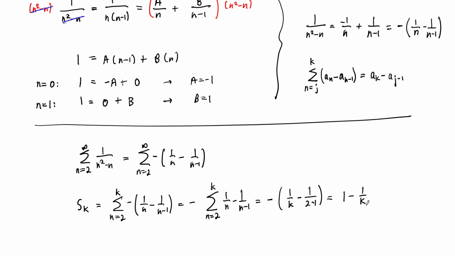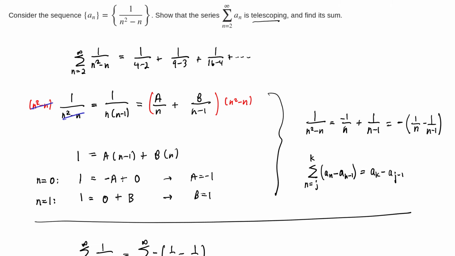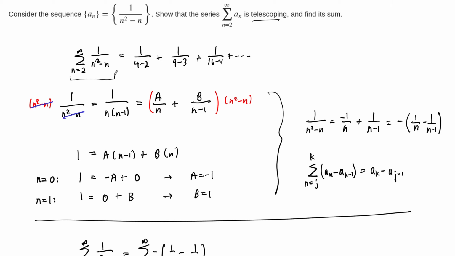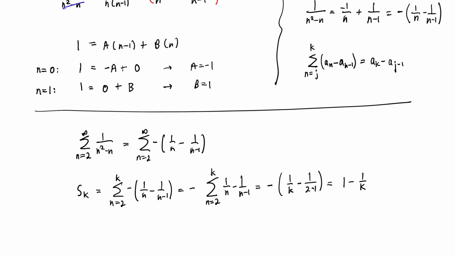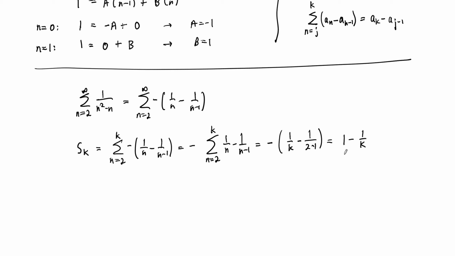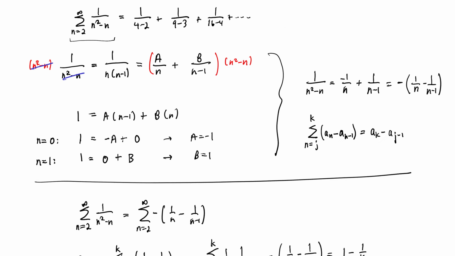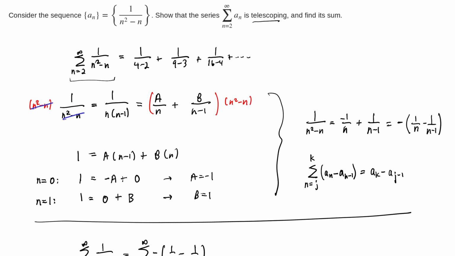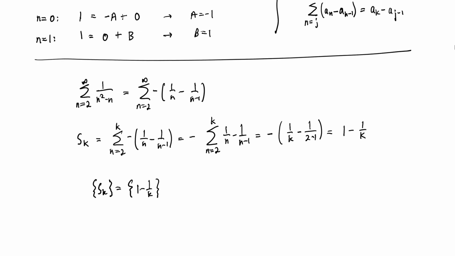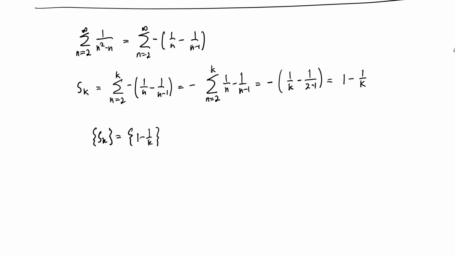So the partial sum for this series, which didn't necessarily look like it was going to be telescoping to begin with, is absolutely telescoping, and it gives us this very nice closed formula. So our sequence of partial sums, S sub k, is equal to 1 minus 1 over k. And remember, if the sum of an infinite series exists, then it has to be equal to the limit of the sequence of the partial sums.